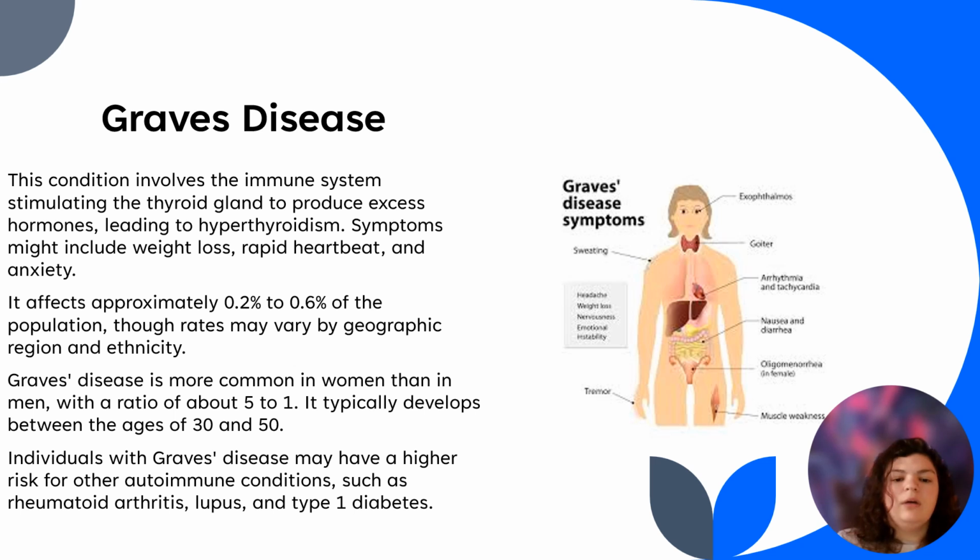Graves' disease is more common in women than men, with a ratio of about 5 to 1. It typically develops between the ages of 30 and 50. Individuals with Graves' disease may have a higher risk for other autoimmune conditions such as rheumatoid arthritis, lupus, and type 1 diabetes.